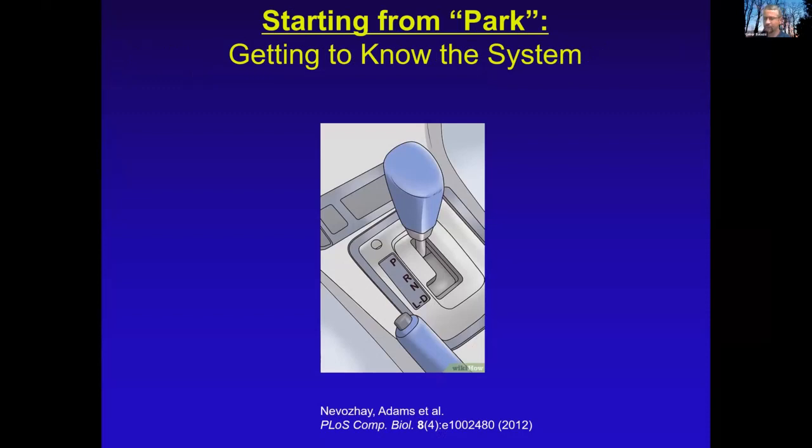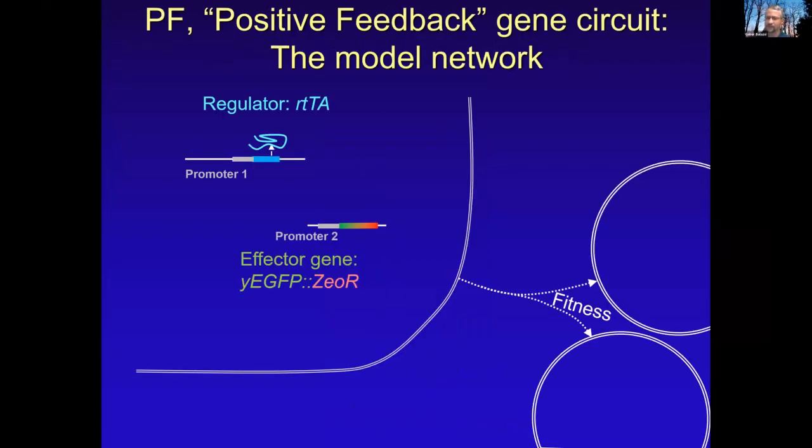For that, let's meet the system, then let's drive it forward, and then we try to reverse it. So what is the system like? This is the cartoon of this synthetic gene network I showed you. We put it into the cells, and it consists of two genes. There is the regulator and the effector. So the regulator's role is to communicate our control to the target, to the effector gene.